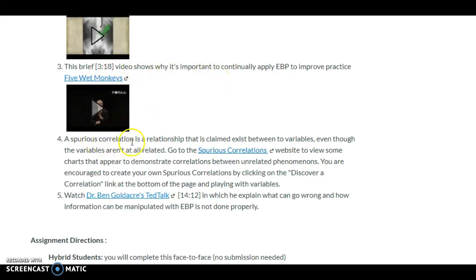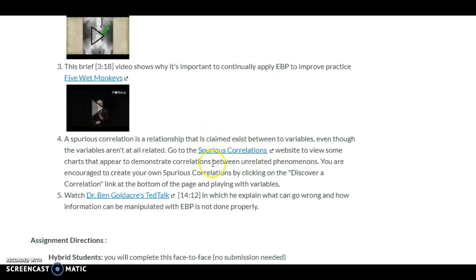You're encouraged to go into the Spurious Correlations website, and I'll click on that here in just a moment, and play around with spurious correlations. In this, you're learning what evidence-based practice is and how things do correlate, how to look at correct information and correct correlations to get good evidence to base your practice. But sometimes correlations don't go quite as they should. Sometimes the evidence is not sound.